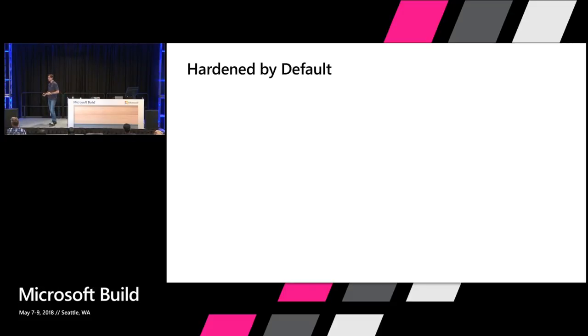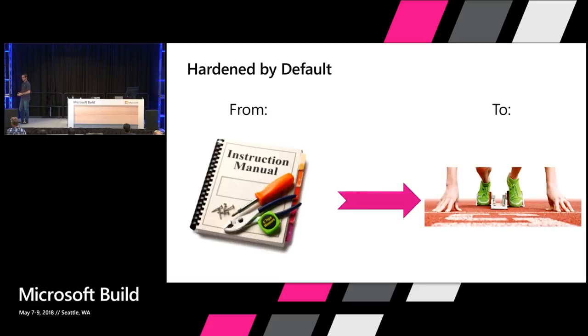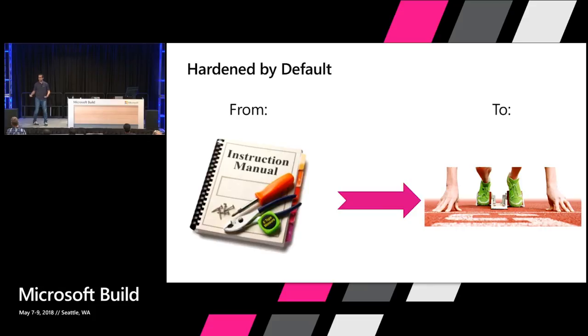So hardened by default, what does it mean? It means that instead of handing over your Azure Stack with a 600 or 1,000 page manual of all the hardening practices you have to do, with Azure Stack, it's ready to go. You don't have to do anything to secure it. I'm talking about the blue box we saw earlier, the infrastructure. You don't have to do anything. It comes pre-secured, which means that you don't have to spend cycles figuring out how all those components work together and how to secure them.